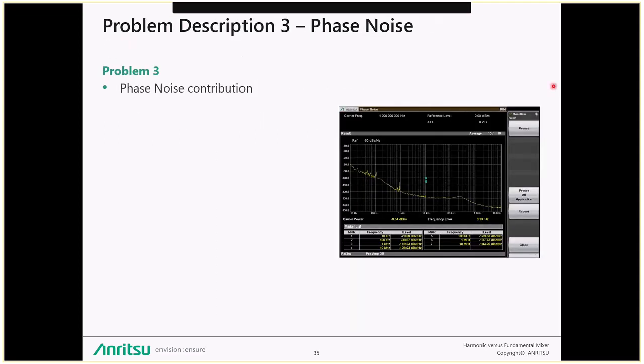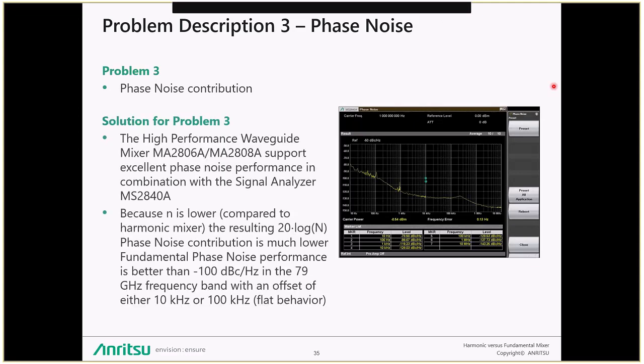And then we have the last problem, that is the phase noise contribution. In this case, as you might know, the phase noise contribution of harmonic mixers has pretty much to do with the harmonic number that is being used. Exactly, this contribution is 20 times the logarithm of the harmonic order of the harmonic mixer. The fundamental mixer, in contrast, is using the fundamental frequency of the local oscillator. We can get rid of this contribution, and the phase noise contribution is much lower in our fundamental mixer.